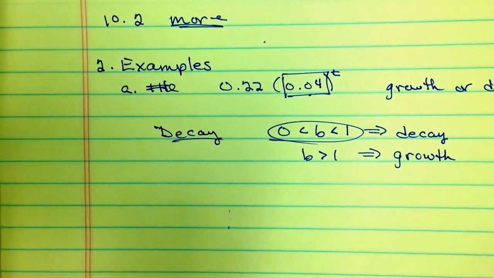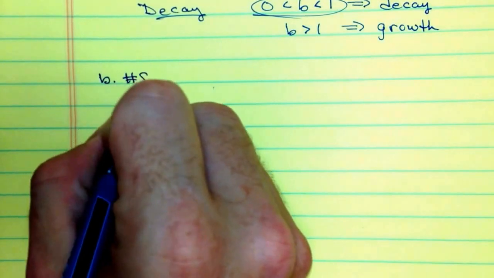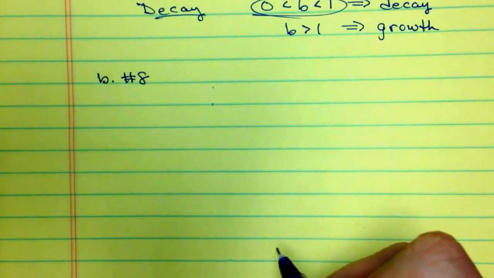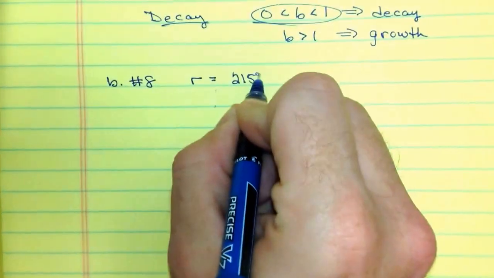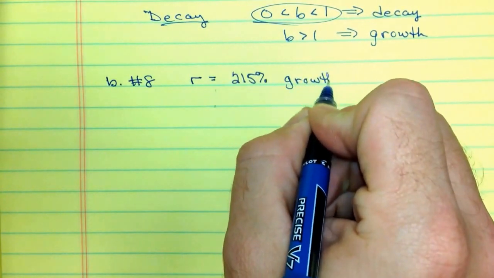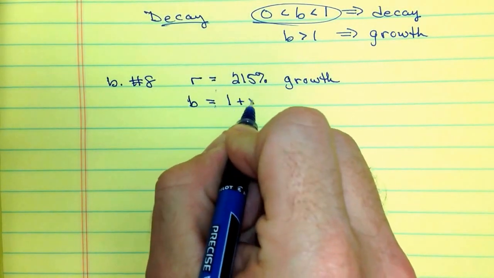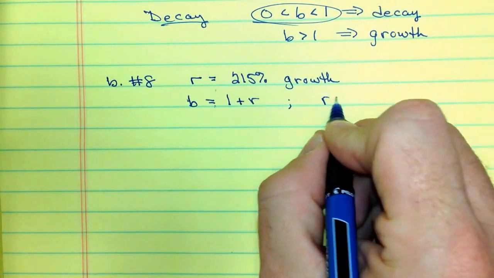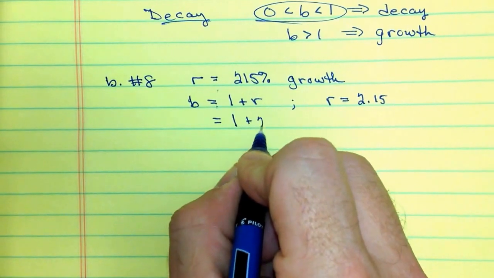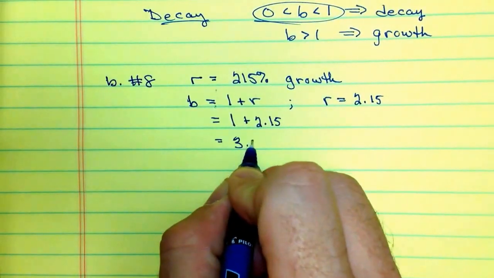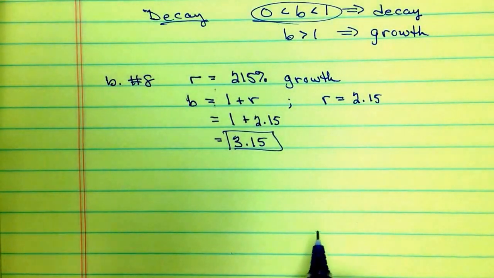Easy peasy. All right, what about number 8? Number 8 says, give the growth factor that corresponds to the given growth rate. So we're told R equals 215% growth. So remember from your notes that B equals 1 plus R, but we want R to be written as a decimal. So here R equals 2.15. So then that's going to mean B is 1 plus 2.15, and we get 3.15. Boom. Easy peasy.